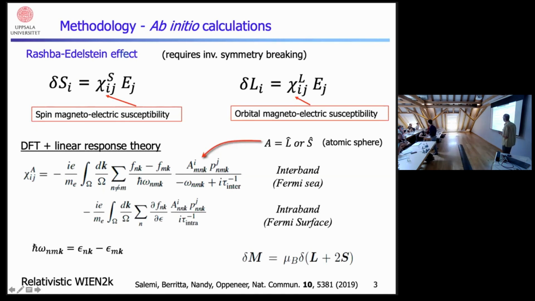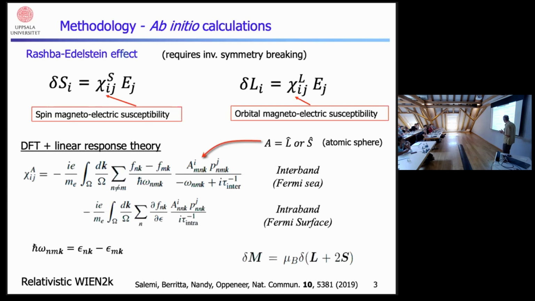Let me continue with the methodology. So we do initial calculations and use response theory, which we can do for several quantities. This is for the Edelstein effect, where we have induced spin, but it can also be induced orbital polarization. We have a tensor here, which you can call the Rashba-Edelstein tensor or magnetoelectric susceptibility, and here the orbital magnetoelectric susceptibility. And these equations for response theory, you can directly derive them.